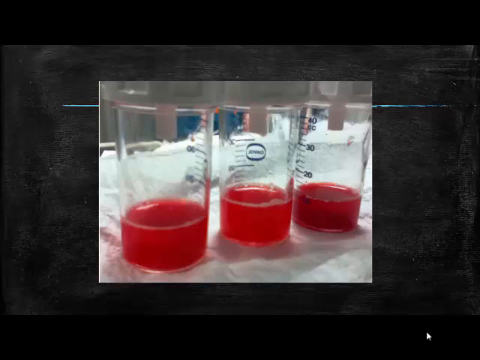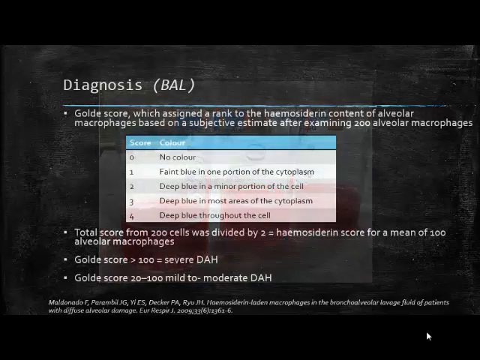So why is bronchoscopy important? That's because a series of BALs showing worsening hemorrhage is diagnostic of diffuse alveolar hemorrhage.